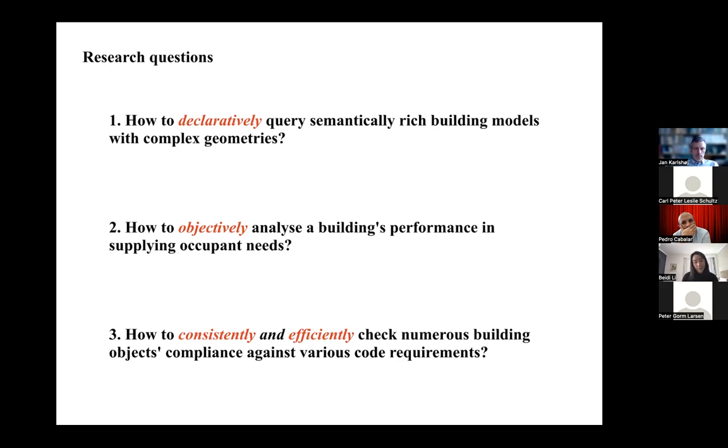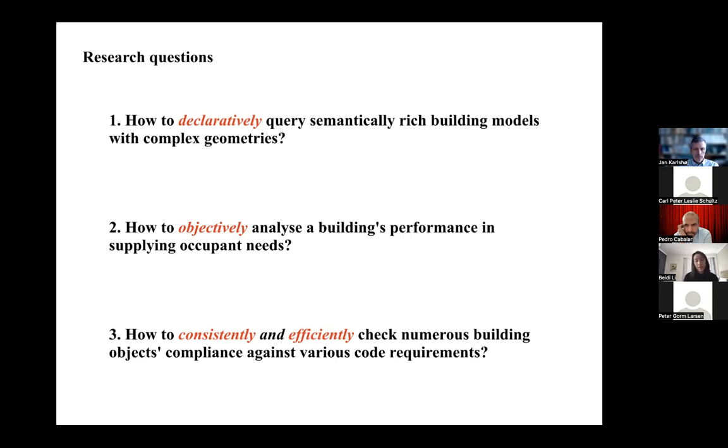The second research question is, how do we objectively analyze a building's performance in supplying occupant needs? Meaning that many human-centric concepts about performance are ambiguous and vague, but we need to associate them with some quantitative metrics. But how do we do this with as little bias as possible?